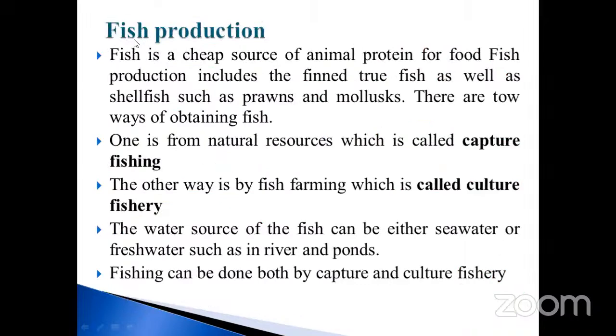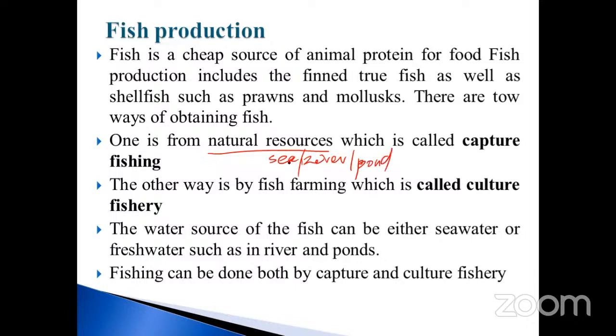Okay, and the next one is called fish production. Fish is a cheap source of animal protein in the food. Fish production includes finned true fish as well as shellfish such as prawns, and also mollusks. There are two ways fish are obtained. One is from natural resources. Normally we are getting the natural fish, for example from sea, river, pond.